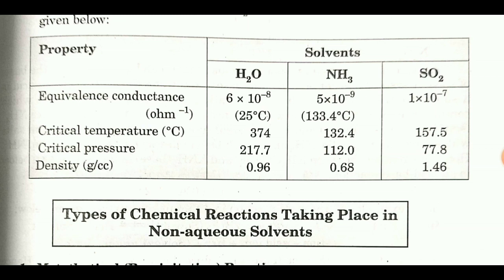Critical pressure: for H2O, 217.7; for NH3, 112.0; for SO2, 77.8. Density: for H2O 0.96, for NH3 0.68, and for SO2 1.46.